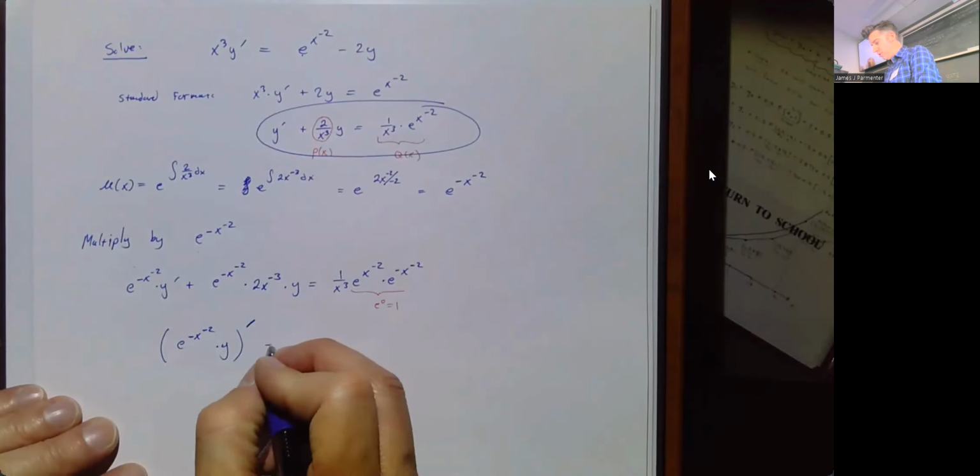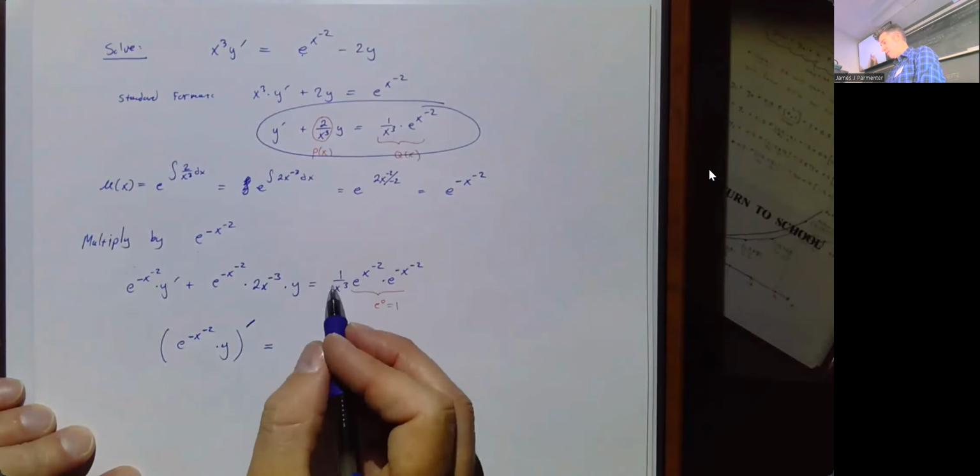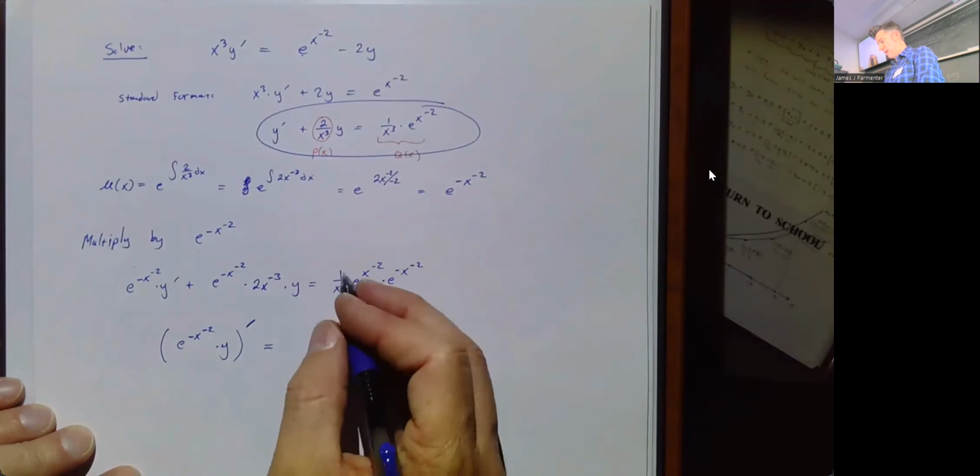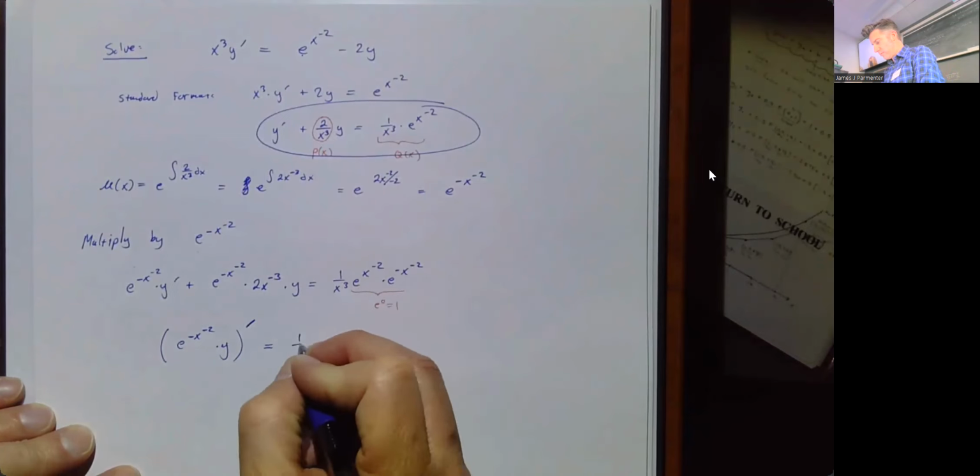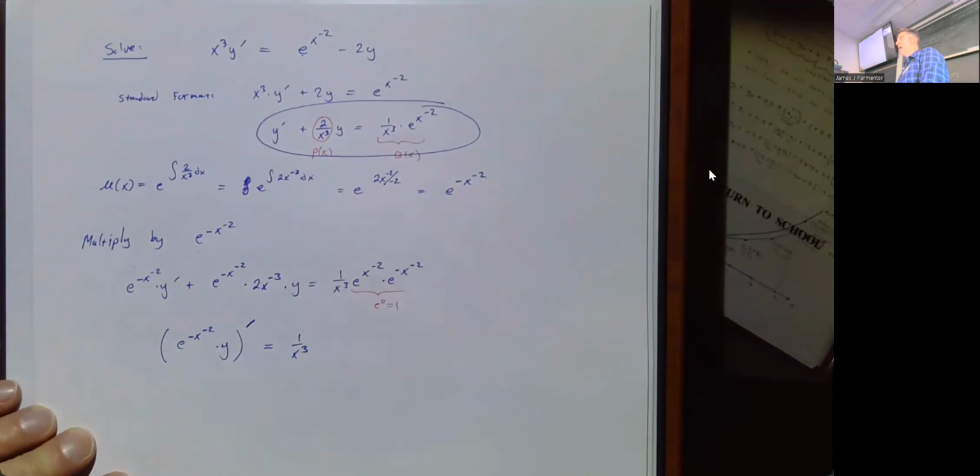is equal to, let's see, if I simplify that, that's just x to the negative third, or 1 over x cubed if you prefer. This is not going to suck. It's great.